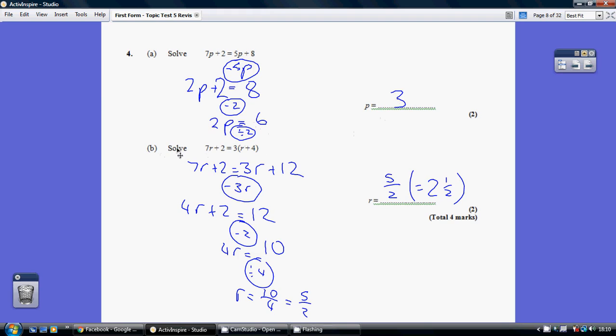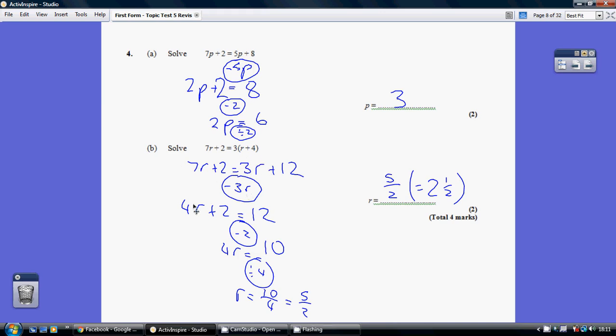Now for part B, slight complication in as much we've got to expand on the right hand side first. So we do the double claw. 3 times R is 3R, 3 times plus 4 is plus 12. Now this looks very similar to this one up here. So let's decide to take all our R's to the left, as that's got the biggest number of R's to start with. So let's choose to minus 3R from both sides.